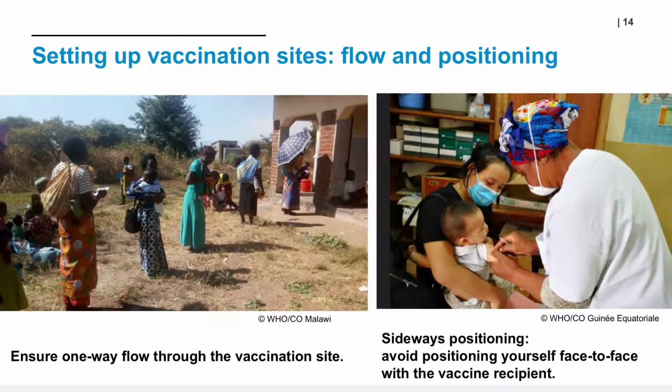When setting up a vaccination site, a one-way flow of clients and staff should be maintained throughout the vaccination site, and directions should be posted for vaccine recipients to clearly follow the markings.